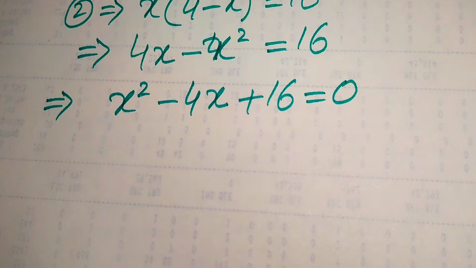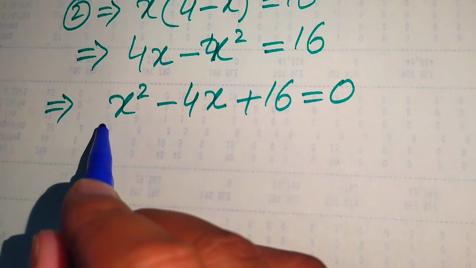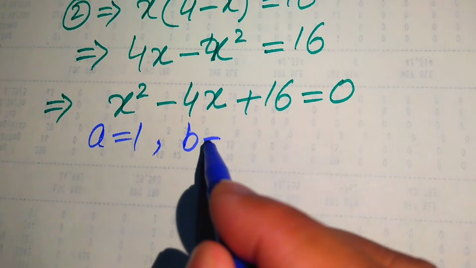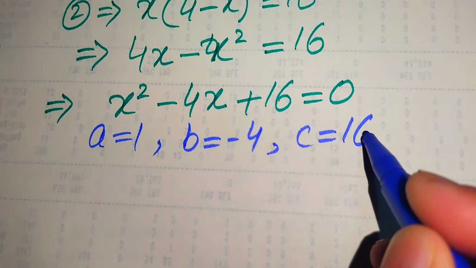So now you see after a little bit of simplification we have converted our given equation into the quadratic form of the x variable. You know that there are many ways to solve this equation, and here we apply the quadratic formula to solve this quadratic equation. So for this first we need to write the coefficients of this equation, and its coefficients are a equals 1, b equals minus 4, and c equals 16.